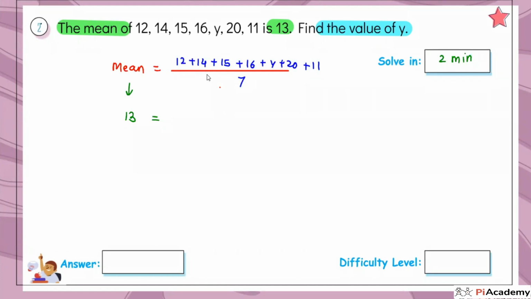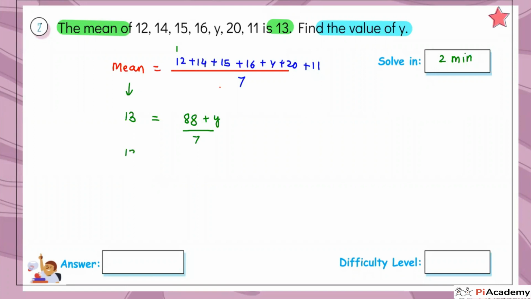So I need to add 12 plus 14 and all this, but I will do just column addition. 2 plus 4, 6, 6 plus 5, 11, 11 plus 6, 17, 17 plus 0, 17, 17 plus 1, 18. So 8 will be here, 1 will be carry over. 1 plus 1, 2, 2 plus 1, 3, 3 plus 1, 4, 4 plus 1, 5, 5 plus 2, 7, okay, 7 plus 1, 8. So 88 will be there, plus y, and divide by 7, okay?